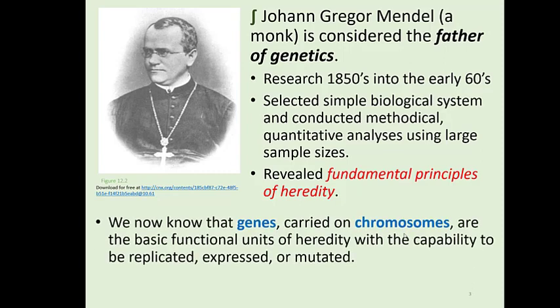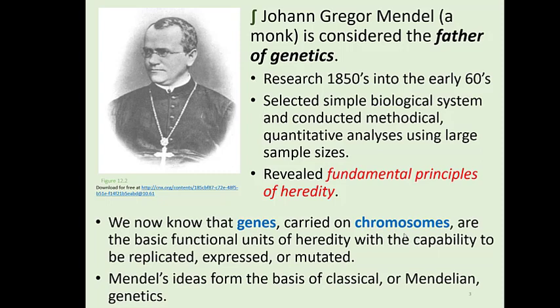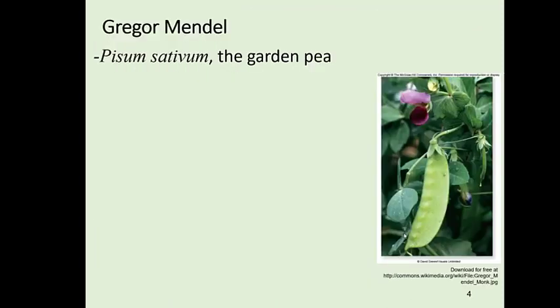Now, we now know that genes are carried on chromosomes, and remember, at this time, they didn't know that. We know that genes are the fundamental units of heredity, and that we can replicate them, express them, and that they can be mutated. What we find here is that Mendel's ideas formed the basis of this classical, otherwise known as Mendelian genetics. And he used the garden pea.